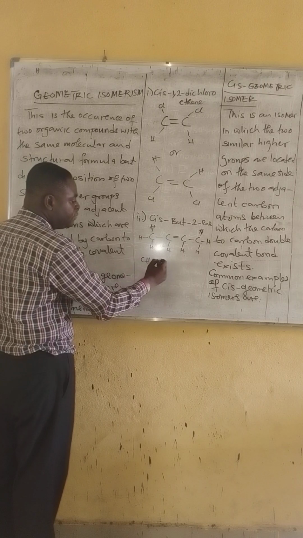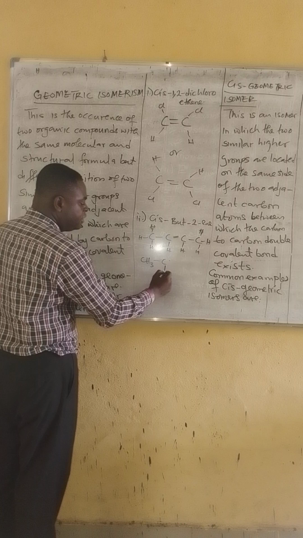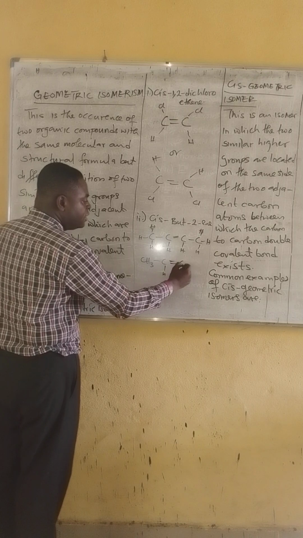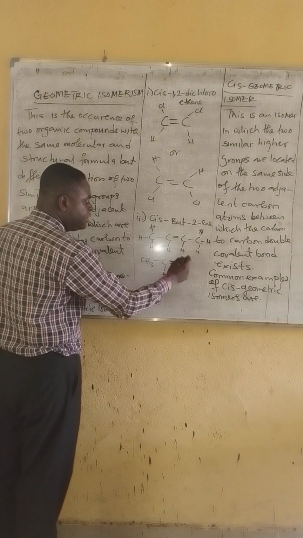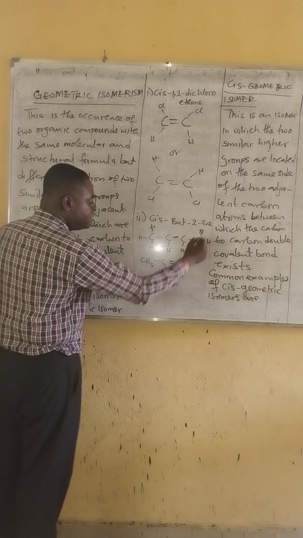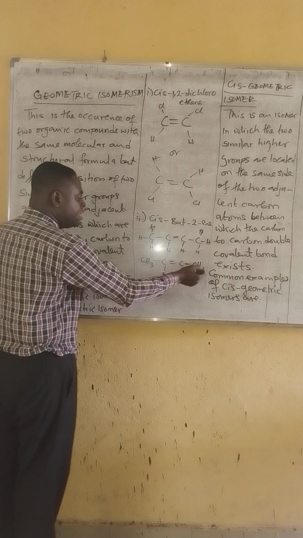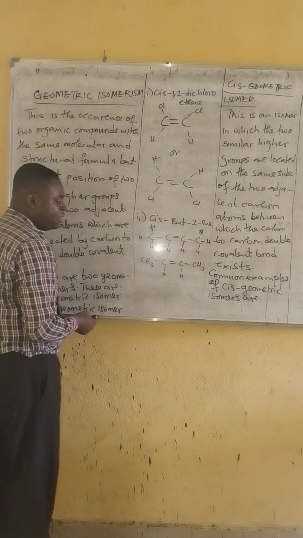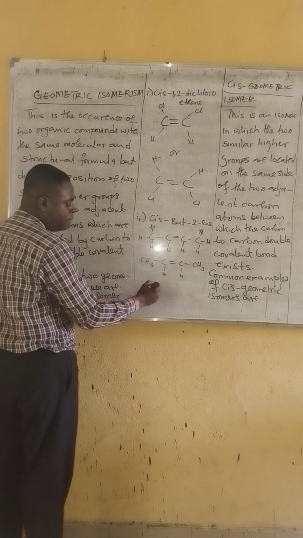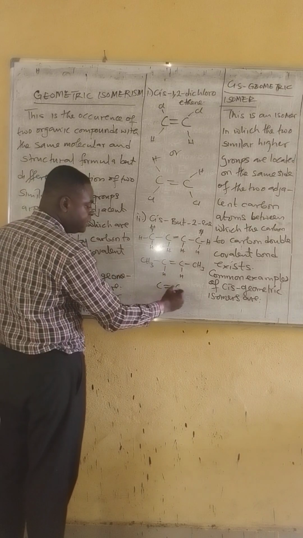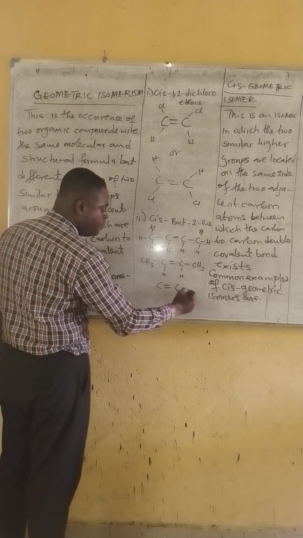CH3, then CH, then double bond, then you have CH, this H, then you have what? Another CH3. These two CH3 are the two higher groups. You can decide to push them up. You have this. Why are we pushing them up?